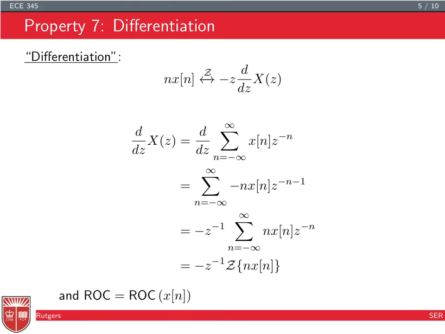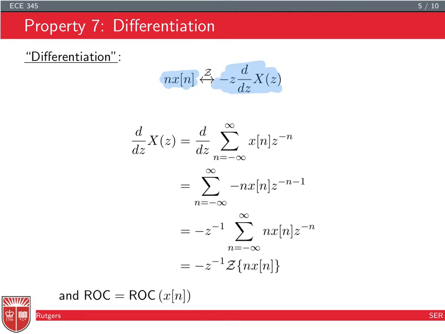The seventh property is the property on what we refer to as differentiation, and it says the following: that the z transform of a signal that is n x of n is actually minus z times the derivative of x of z with respect to z. And here I have the proof. It just follows from the definition. And the ROC is still the same.